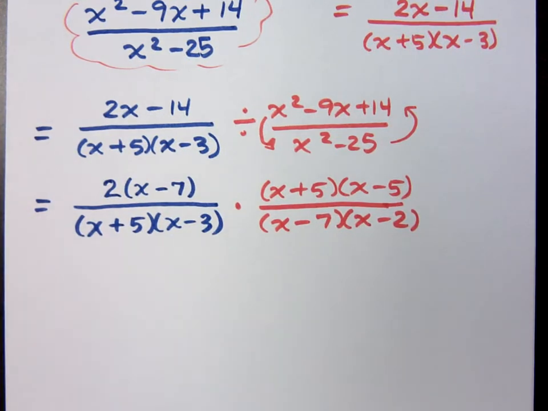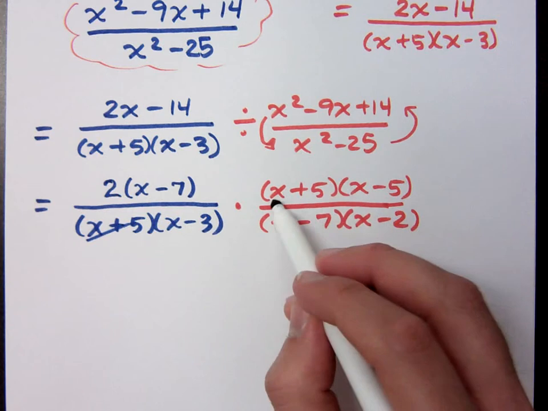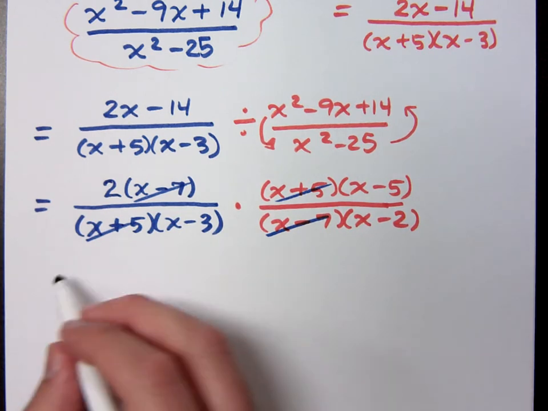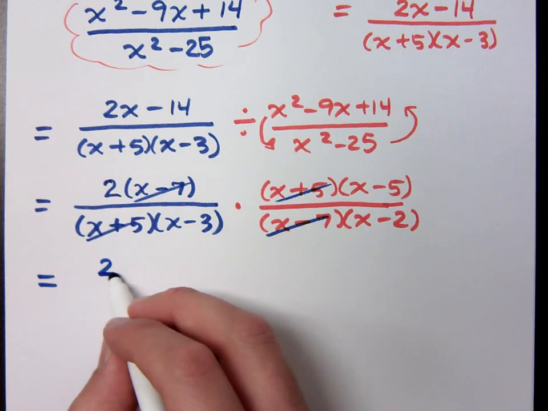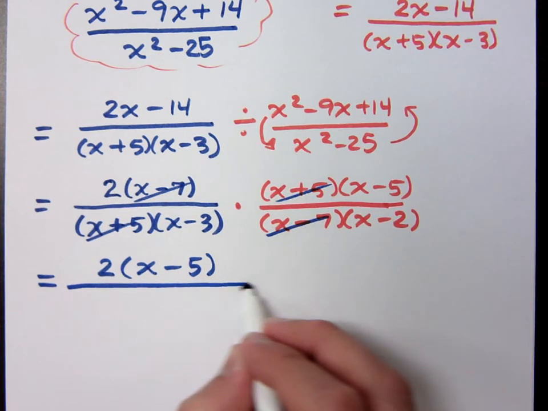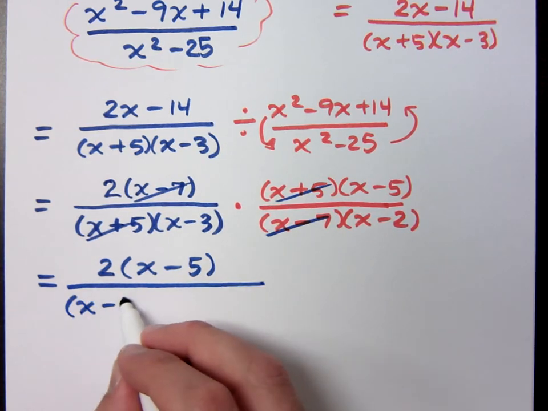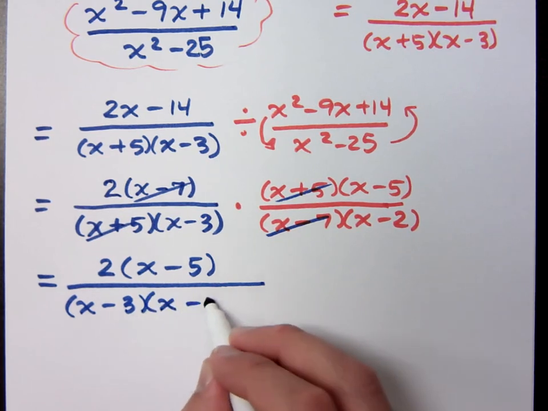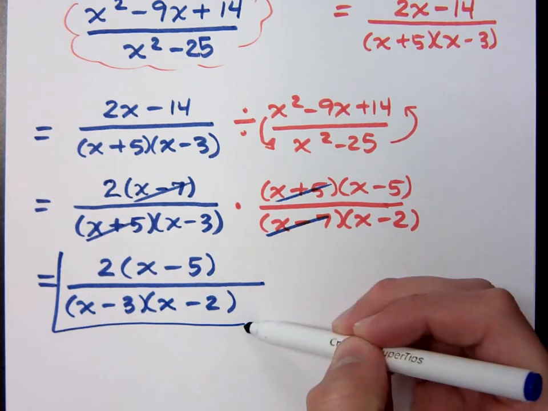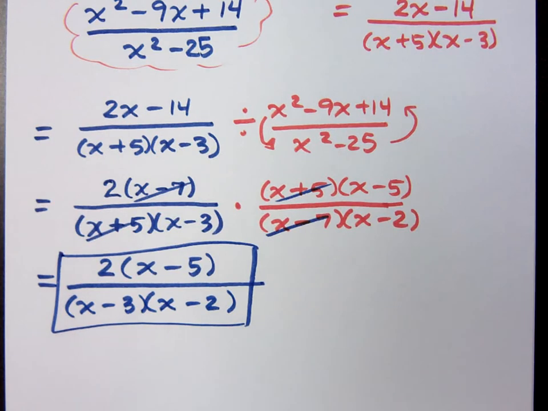And then what happens? Cancel your common factors. What are the common factors? X minus 7. X plus 5. Anything else? Nope, that's all I can do. So I'm left with 2, and here I do need the parentheses because I have that factor of 2. So 2 times x minus 5 over x minus 3 times x minus 2. That's too much work.